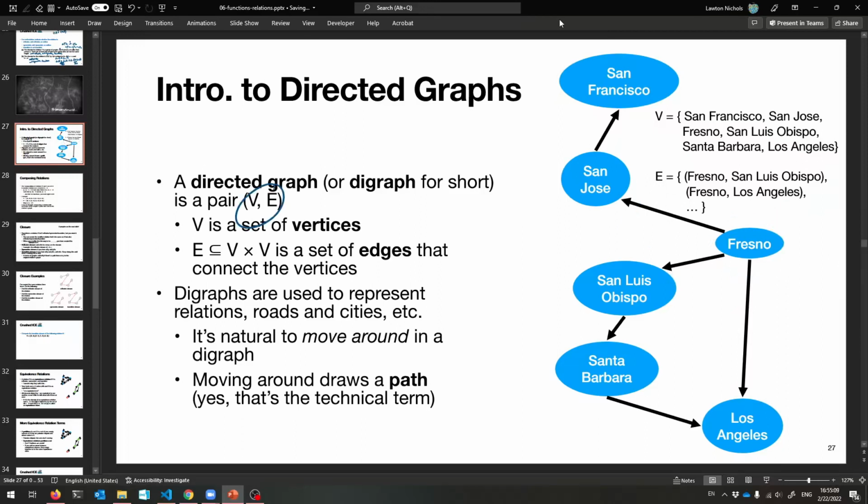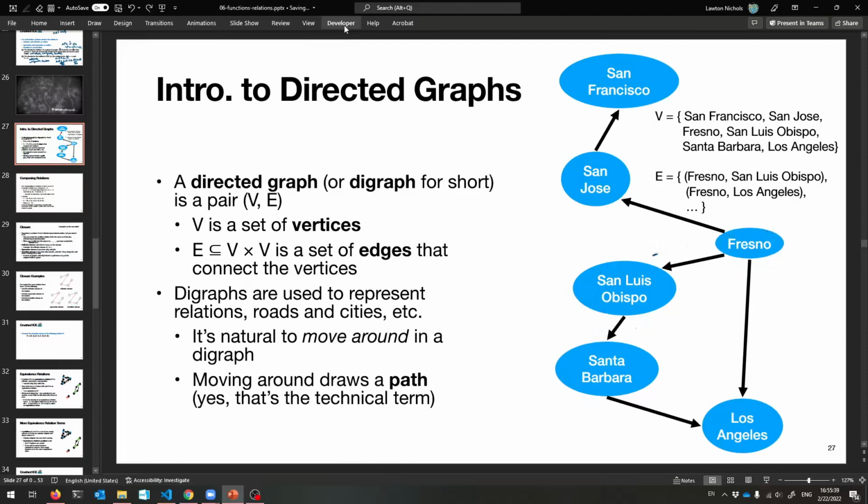It's a pair of things, V comma E, vertices and edges. Okay, so V is the set of vertices, so V is all the cities, let's say, and edges are the things that connect the vertices. E is a subset of V cross V. It's a relationship between vertices. Each edge is a relationship. So like Fresno is related to San Jose, it's an edge. You can get there from there. Okay, you can also go to SLO from Fresno. There is an arrow in that direction. Okay, it's related in this way.